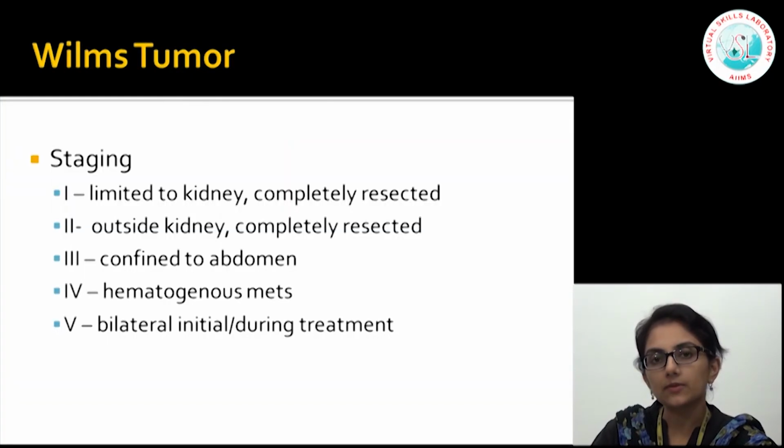So how do we stage Wilms tumor? It's a little different from the adult RCC staging system. Stage 1 is limited to the kidney and completely resected. Stage 2 has gone outside the kidney but is completely resected. In stage 3, it's confined to the abdomen. Stage 4 shows hematogenous metastasis. And stage 5 is bilateral, either initially or during treatment.